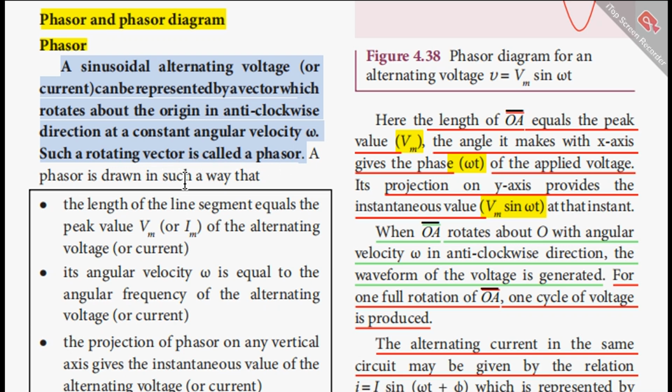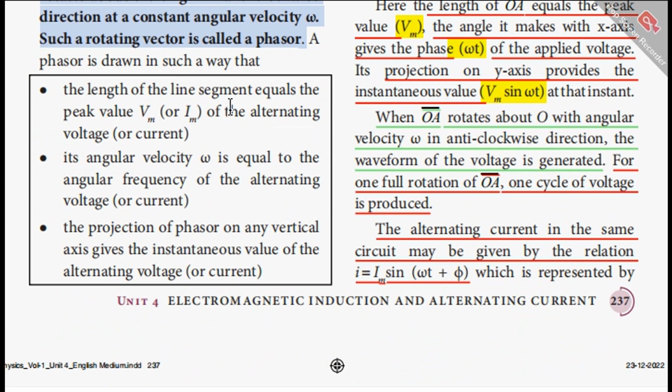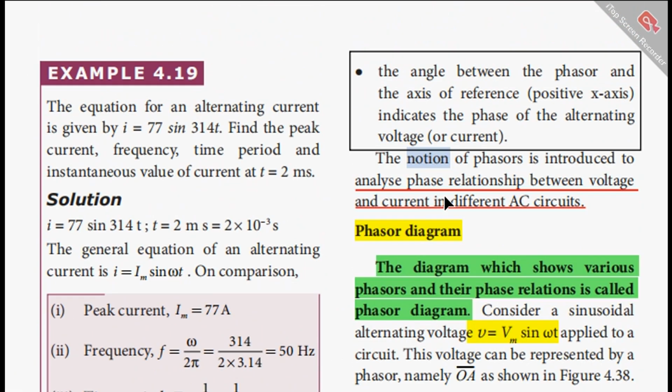A phasor is drawn in such a way that the length of the line segment equals the peak value Vm or Im of the alternating voltage or current. Its angular velocity omega is equal to the angular frequency of the alternating voltage or current. The projection of phasor on any vertical axis gives the instantaneous value of the alternating voltage or current. And the angle between the phasor and the axis of reference, which is a positive x-axis, indicates the phase of the alternating voltage or current.